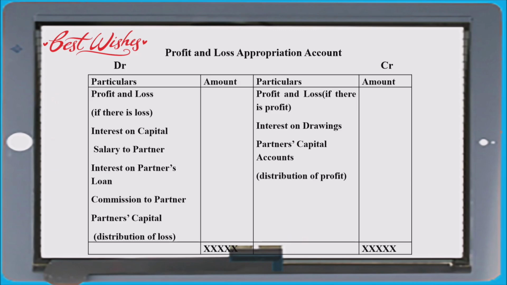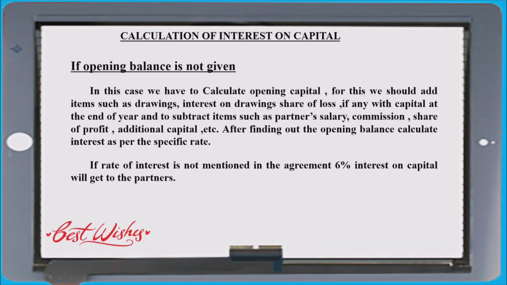Divisible profit will be shared among the partners in the ratio, and we'll check the guarantee of the partner, and if there is any deficiency in the guaranteed amount, that will be shared by the other partners in different ratios. And the opening capital is the capital used for calculation of interest on capital. If it is not given, how do we find the interest on capital? Closing capital plus drawings minus share of profit, minus additional capital.